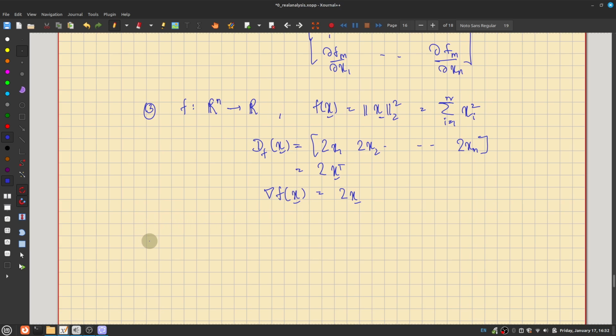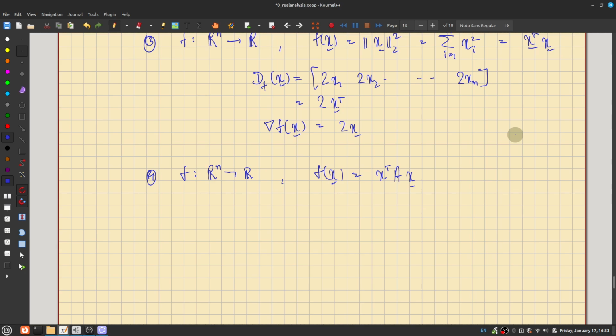Okay, let's see one more example. f again from Rn to R, but now f of x is x transpose A x. Note that I could write x square, or the L2 norm of x squared, as x transpose x. So this is a slight generalization of the function that I had previously.